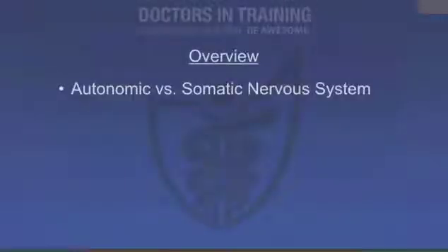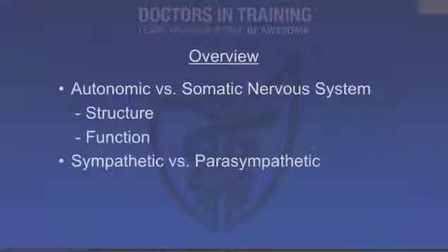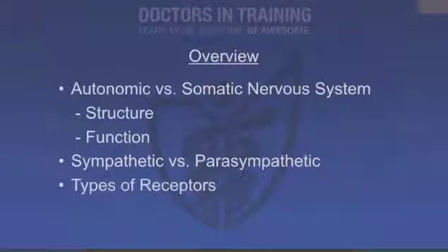In this lecture, we're going to cover the difference between the autonomic nervous system and the somatic nervous system, both in terms of structure and function. We're going to talk about the function of the sympathetic and the parasympathetic systems, and we're going to talk about the different types of receptors that are involved.